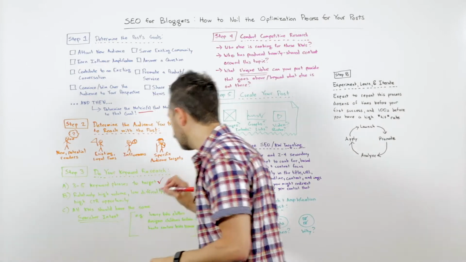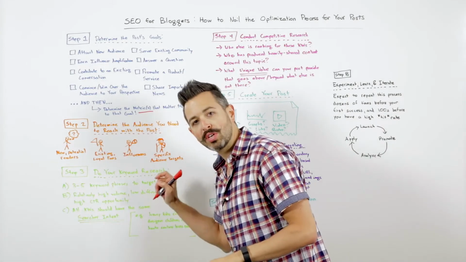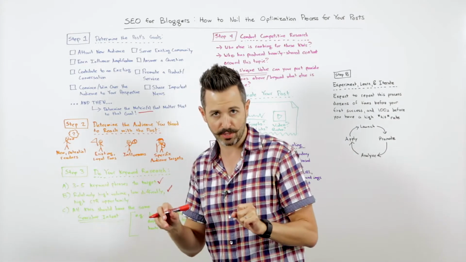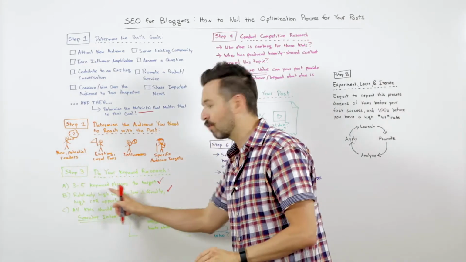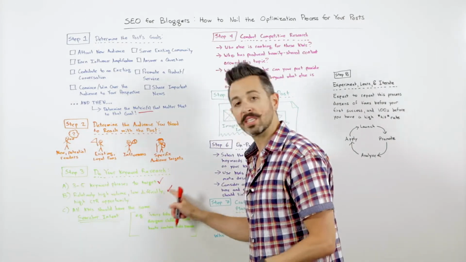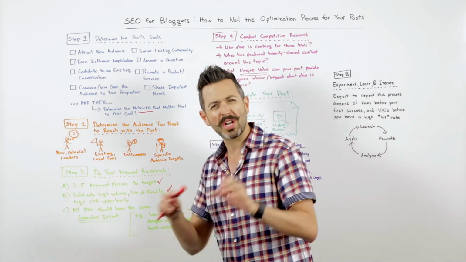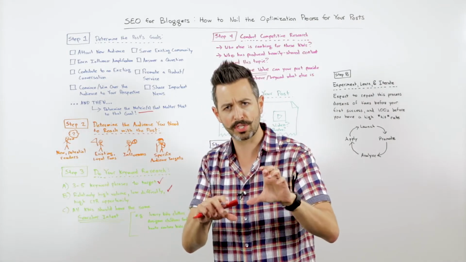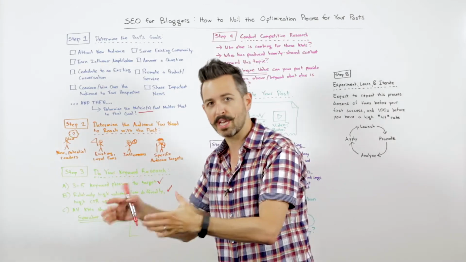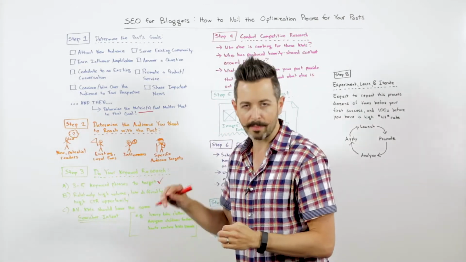We want relatively high volume, low difficulty, high click-through rate opportunity, meaning there's a good number of people who search for it. It's not that hard to potentially rank for, and there's not too many other features in the search result that are going to take away from my potential ability to rank with web content.